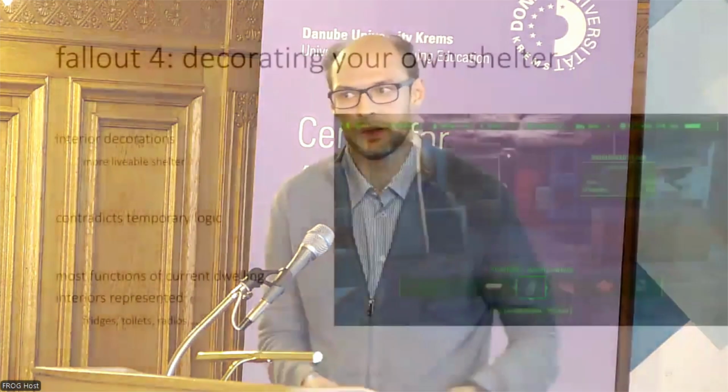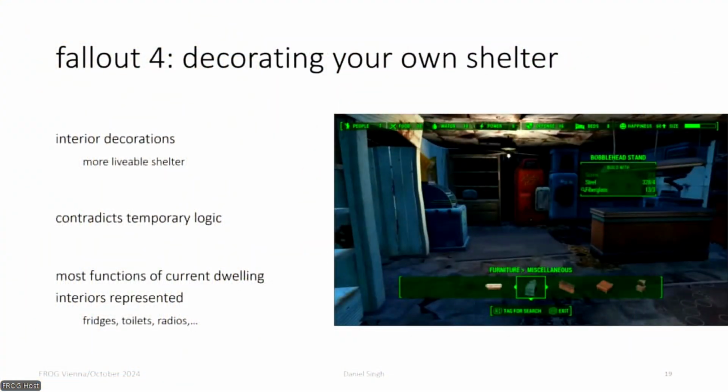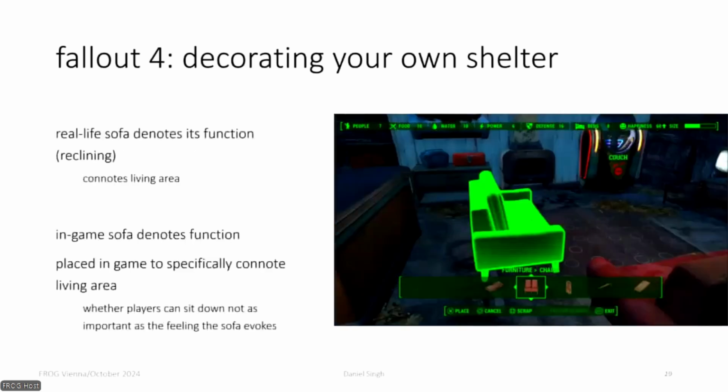Yeah, but you can not only build your own shelter, you can also decorate its interior. And this makes it more livable. And this is, again, somehow a contradiction, because why bother if it could fall apart at any time anyway? Why should I put in the work to make it livable? So this contradicts this temporary logic. And another thing that's quite interesting is that even after a few hundred years, most functions of the current dwelling that we have right now are represented in these interior decorations. So we have toilets, we have radios, we have fridges, and we have sofas.